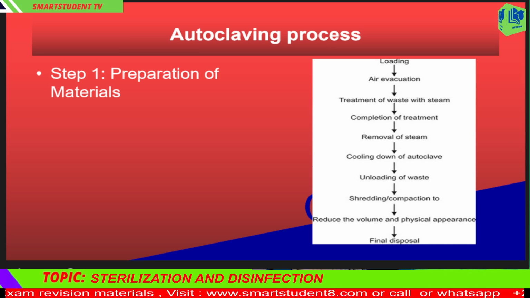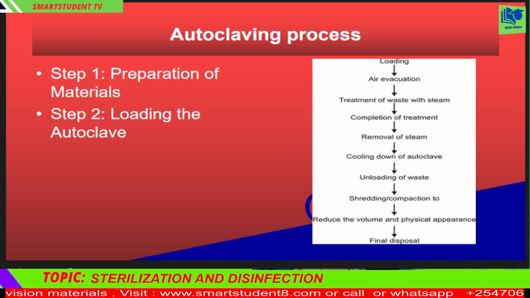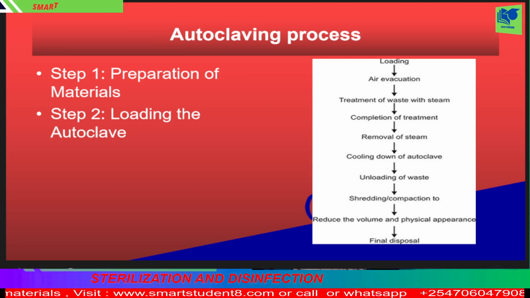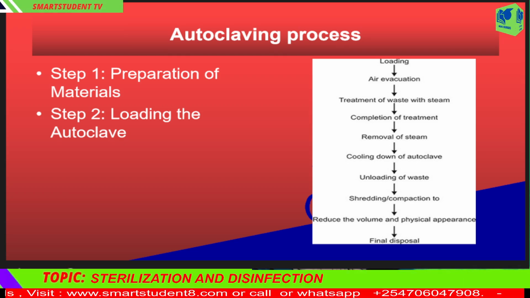Step 2. Loading the autoclave. Place materials in the sterilization basket. Ensure glassware and containers are not tightly sealed. Close and lock the autoclave door securely.